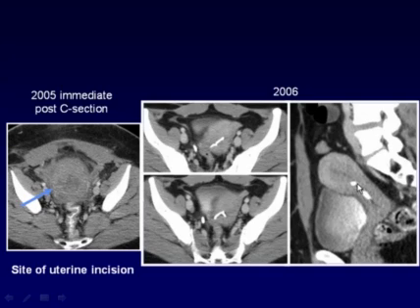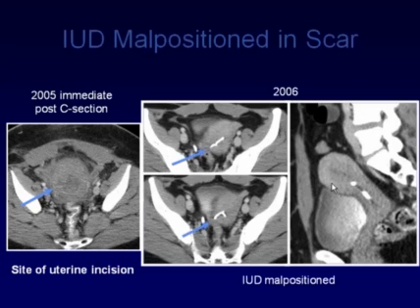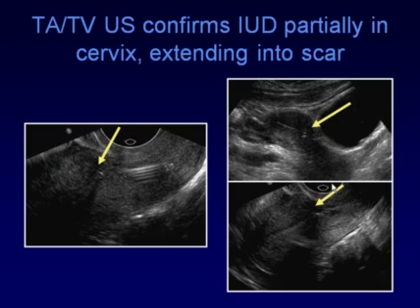And in the sagittal reformat, you can see it's in the lower uterus, but none of the IUD was located in the upper uterus. This is an example of an IUD that is malpositioned related to the cesarean section scar. The patient went on to have a transvaginal and a transabdominal sonogram, and again demonstrates most of the IUD was in the lower uterus, and a portion of one of the side portions of it was stuck in the scar from the prior cesarean section.